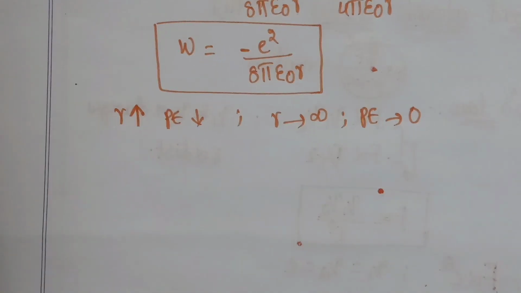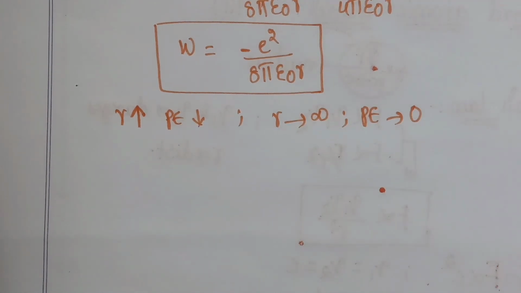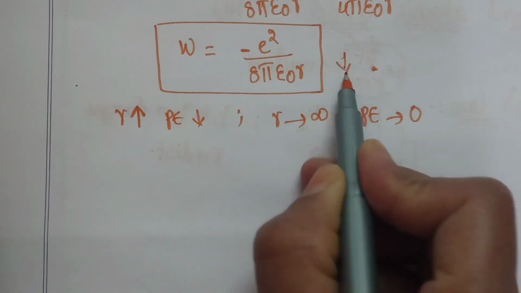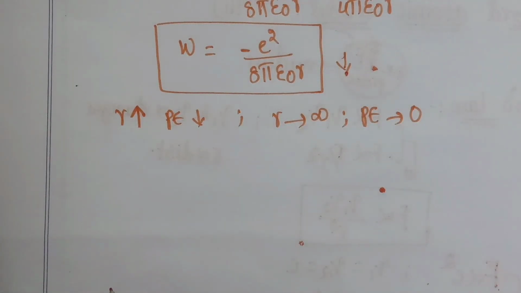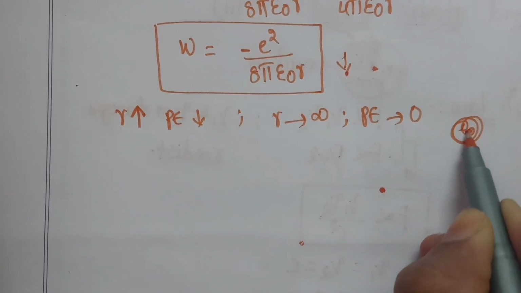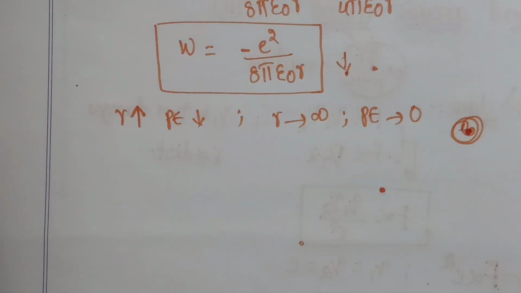But if the electron is radiating energy, then this total energy W must decrease by the amount of the radiated energy. So W should go on decreasing. If W decreases, R also should decrease, since minus E square by 8 pi epsilon naught R should become more negative. Therefore, R should decrease. So, the electron should describe smaller and smaller orbits and finally fall into the nucleus. So, the classical model of an atom is not satisfactory.